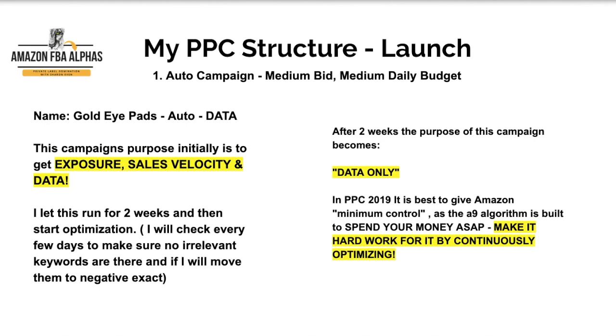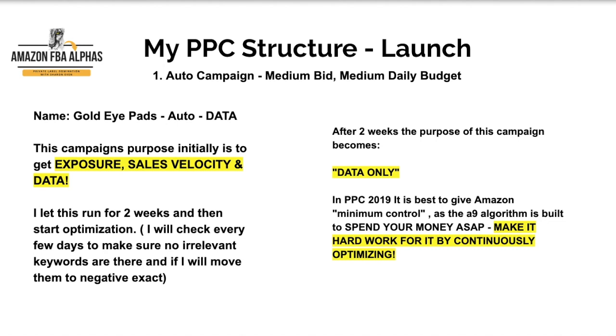Something that's really important is that later on you're going to be looking in an Excel sheet reading a search term report. If you didn't name your campaigns correctly, it's going to be really difficult to know which campaign is what. So make sure you name it properly, because later on you can't go and change that. So this would be, for example, gold iPads, auto data. This campaign's purpose initially is to get exposure, sales velocity and data, because remember, we have to know the purpose of a campaign in order to be able to optimize it correctly later on.